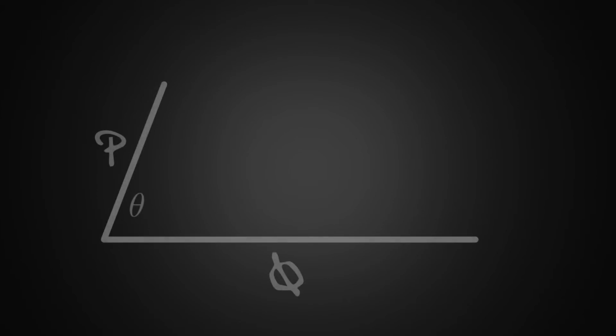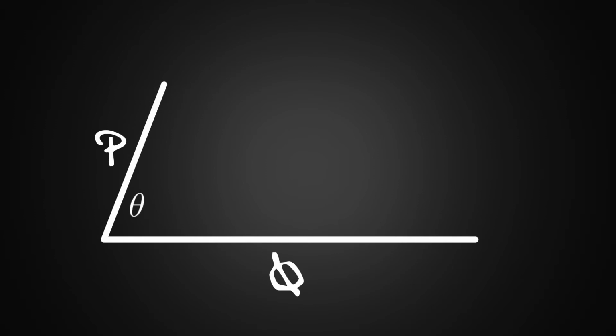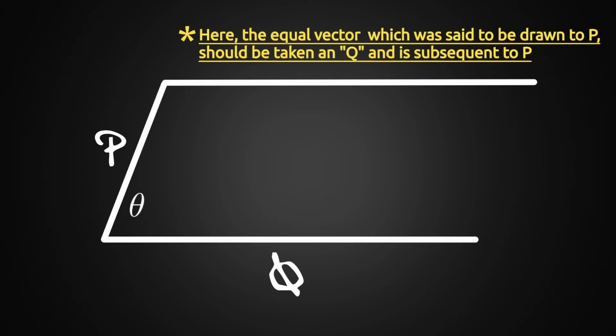Okay, now if we try to solve this, P and Q are said to be spreading out from a point. So let's sketch it like this. Now our goal should be to combine this problem with the parallelogram law. So what should we do? We should create an equal vector to either P or Q. How do we do it? If I create an equal vector to P, I will draw it at the point at which vector Q ends so that P and Q are subsequent.